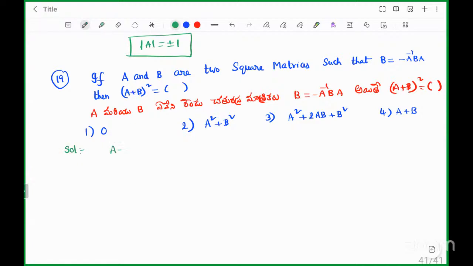A plus B whole square means A plus B into A plus B. Now you need to apply the distributive property. A into A plus B, plus B times A plus B. Now multiplying in the same order, this is A square plus AB plus BA plus B square. This is A plus B whole square according to matrix algebra.